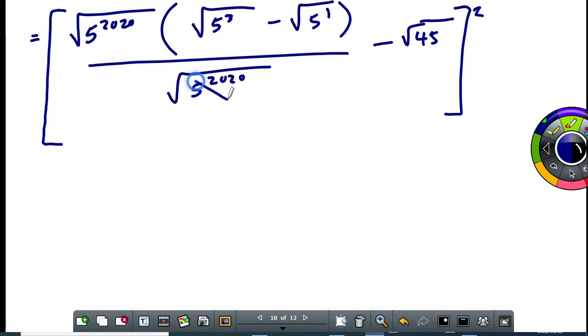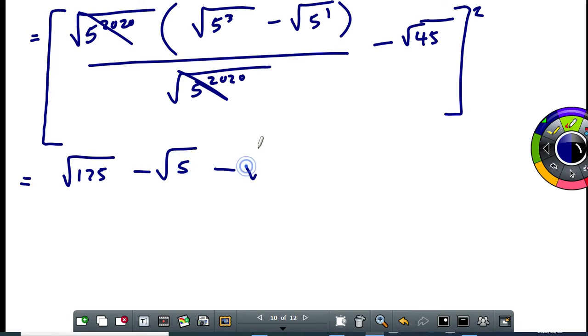So these two will come to 1. I'm simplifying it, so I'll be left with the square root of 125 minus the square root of 5 minus the square root of 45, all of this squared. You see now, we have an expression which involves surds.